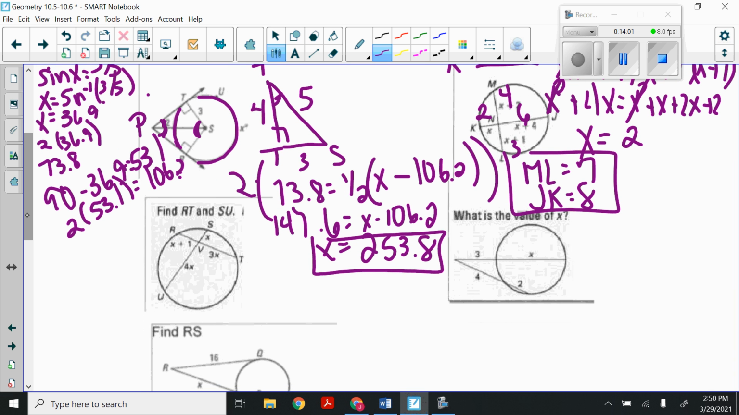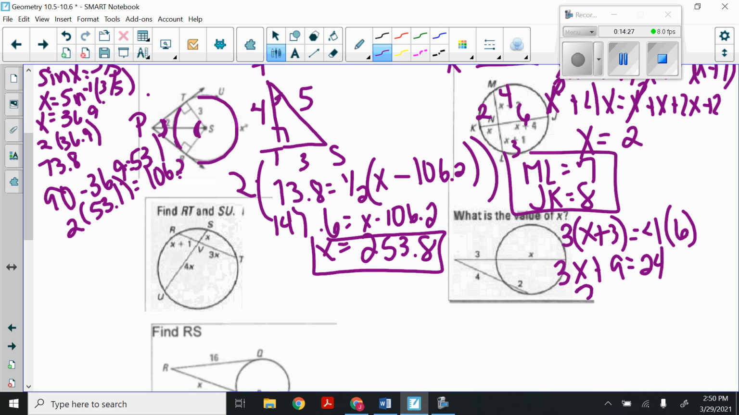Look at the one below that. What is the value of X? So my formula says I take the outside one, 3, and I multiply it by the entire length. So the entire length of that is X plus 3. That's going to equal the outside one, 4, times the entire length, 4 plus 2 is 6. Distribute, so I get 3x plus 9 equals 24. Subtract 9, 3x equals 15, x equals 5.